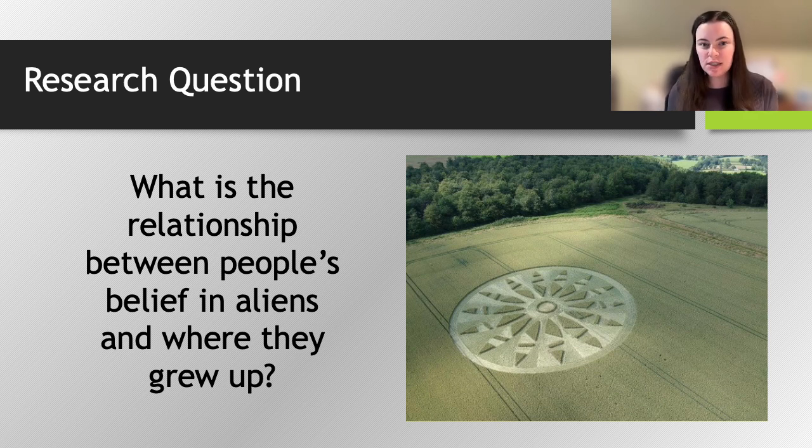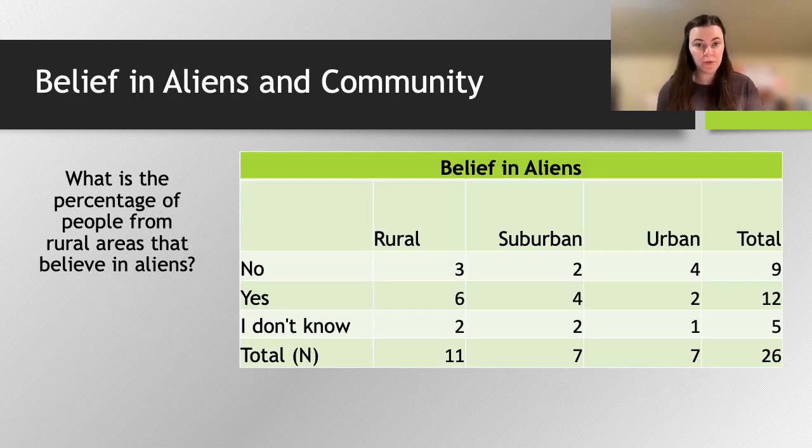But that's where statistics and research can come into play. We can actually test this out. And we can use the following frequency distribution to answer this research question, which is, what is the percentage of people from rural areas that believe in aliens?